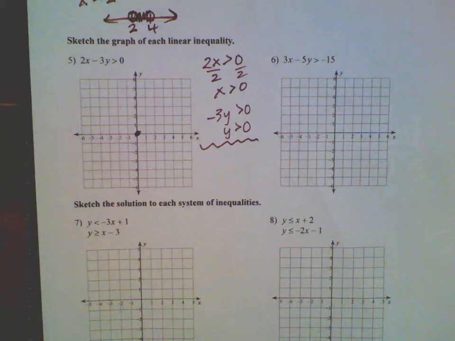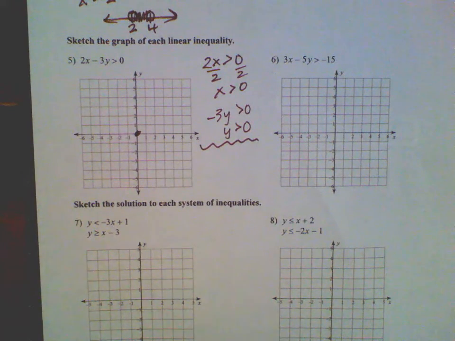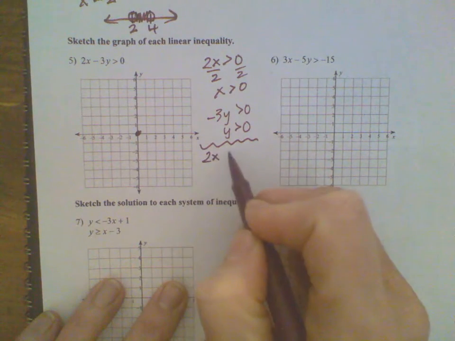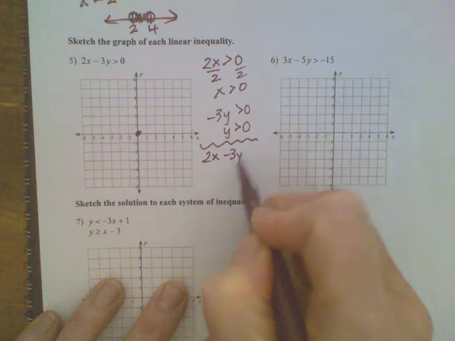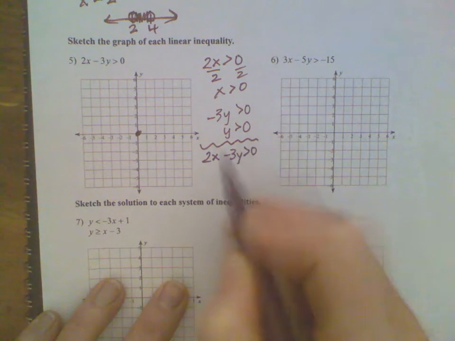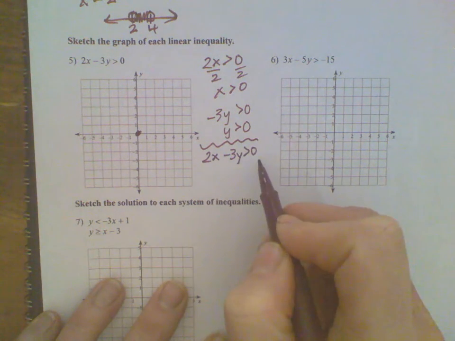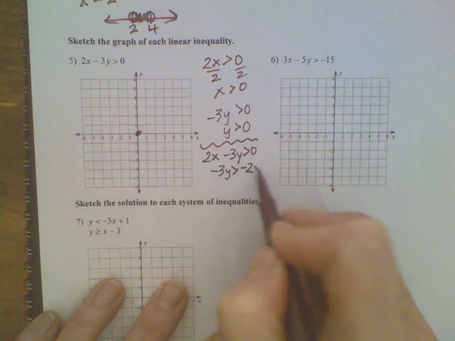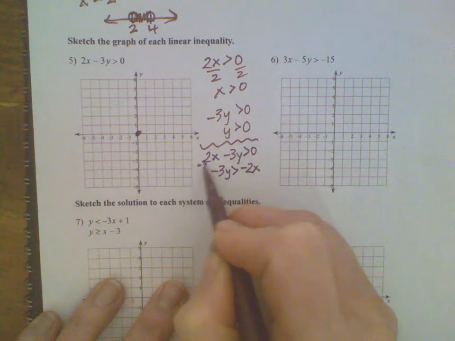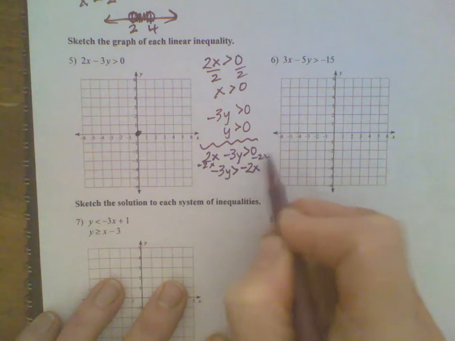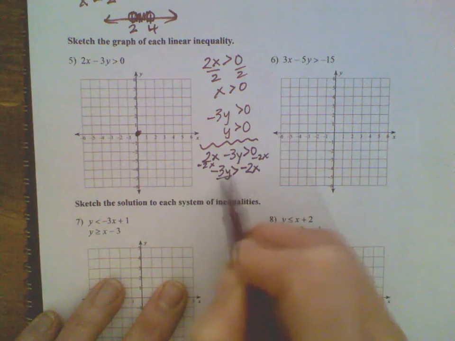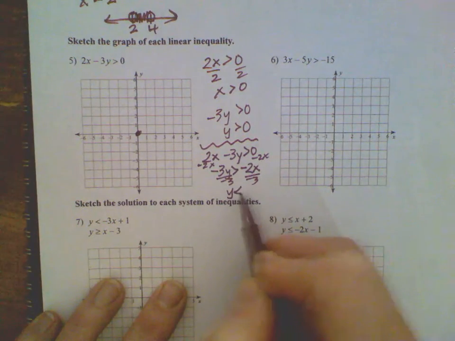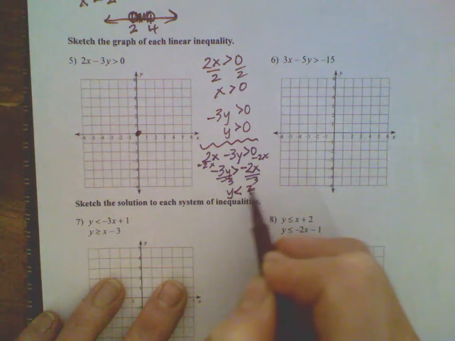Here's my plan B. I am going to get y by itself. So I have 2x minus 3y is greater than 0. So I'm going to subtract the 2x. So negative 3y is greater than negative 2x. I subtracted 2x on both sides. And then I'll divide by negative 3, divide by negative 3. So y is less than 2/3 x.